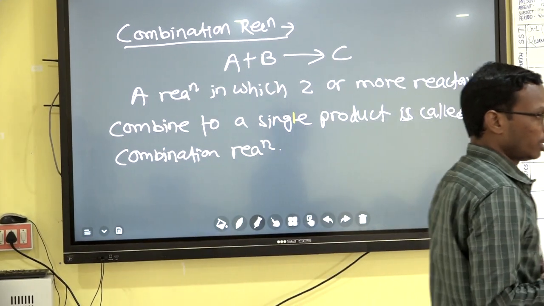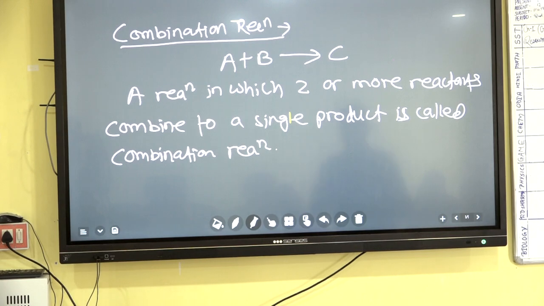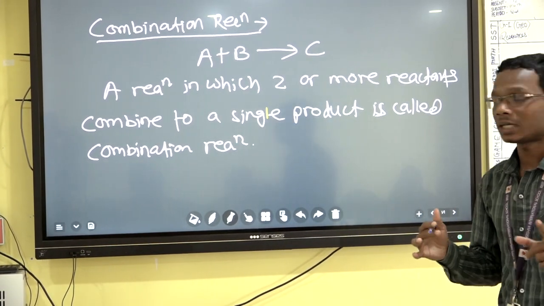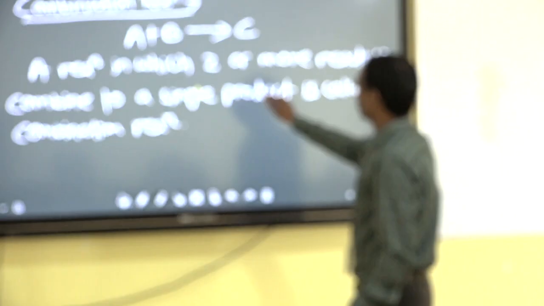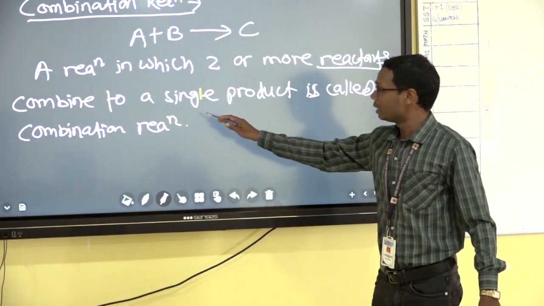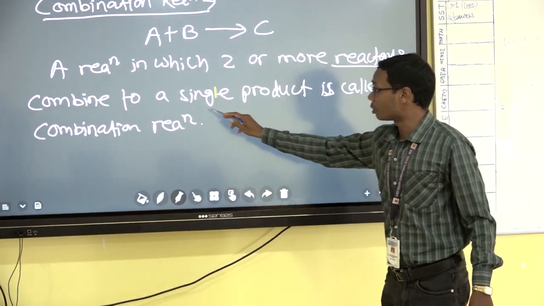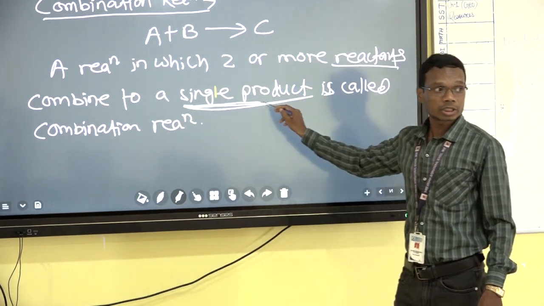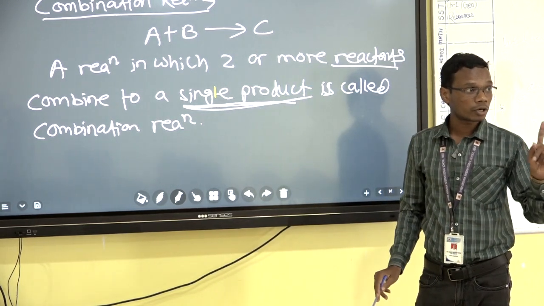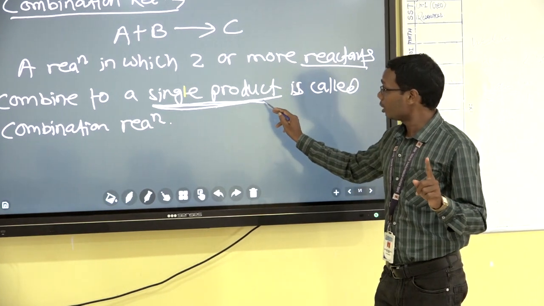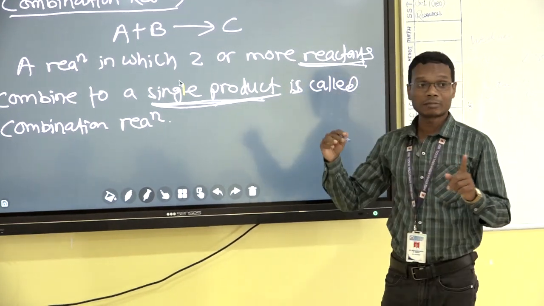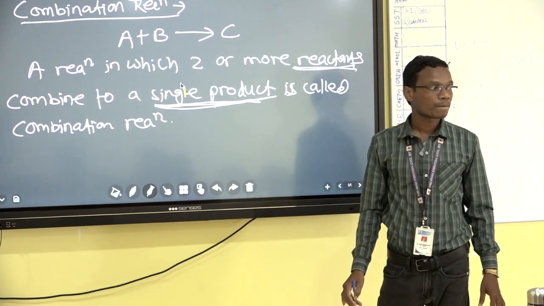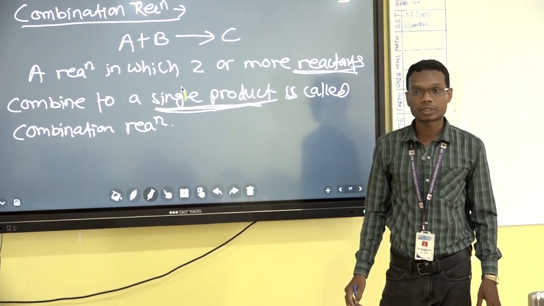A reaction in which 2 or more reactants combine to form a single product. Remember, product must be single. That means product must be one product. But in the reactant side, there may be 2 or 3 reactants. That type of reaction is called what? Combination reaction.